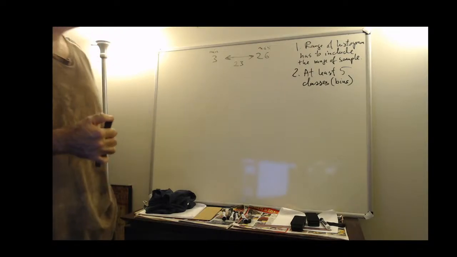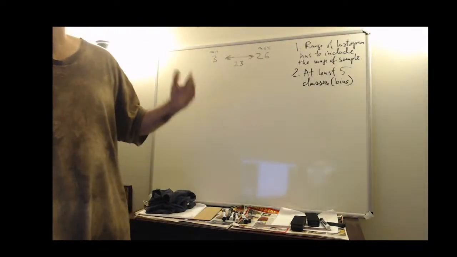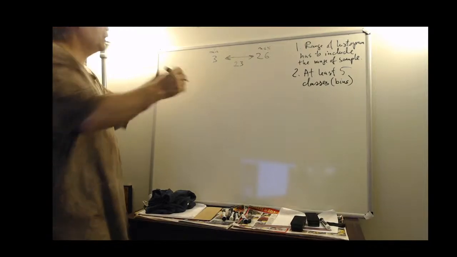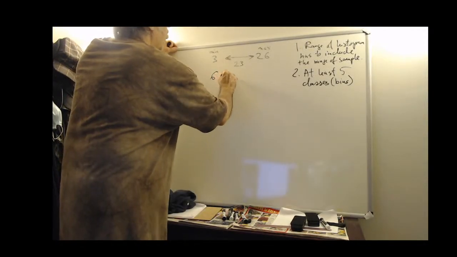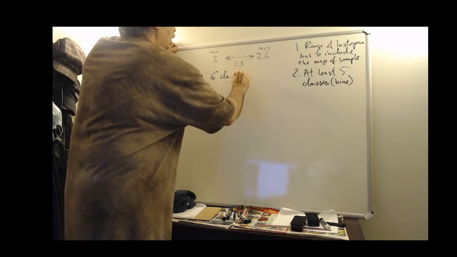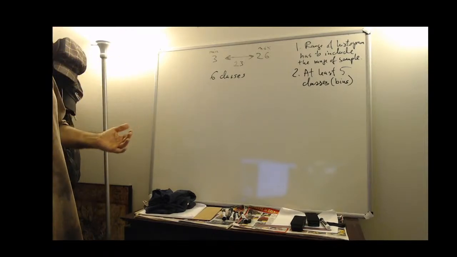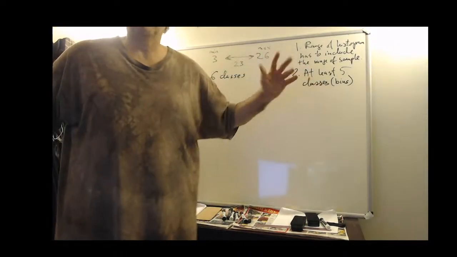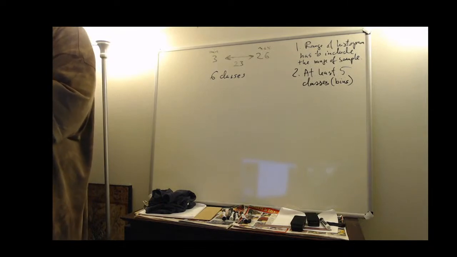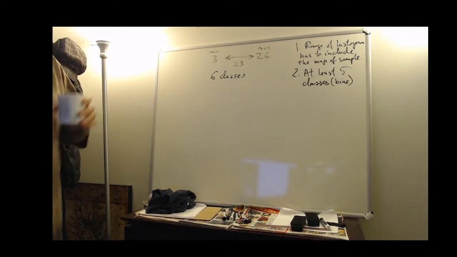So basically, I could use 5 classes, I could use 6 classes, but anything more just doesn't make any sense. So I'm going to use 6 classes. This is your decision. You make that decision yourself, whether you want to use 6 classes or 5 classes or anything more than that. But it has to have at least 5 to be called a histogram. So I'm using 6 classes.